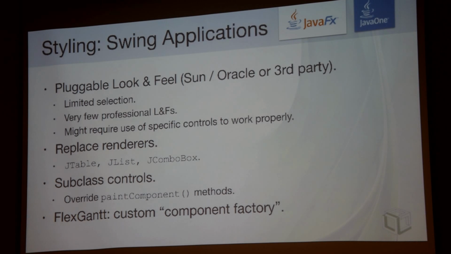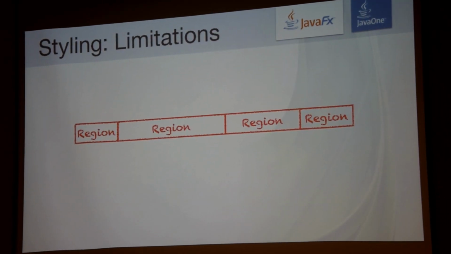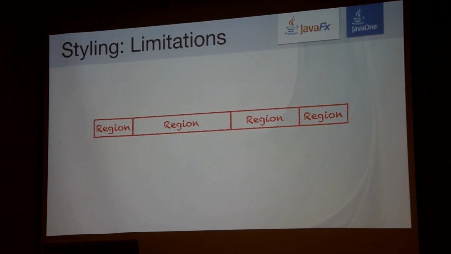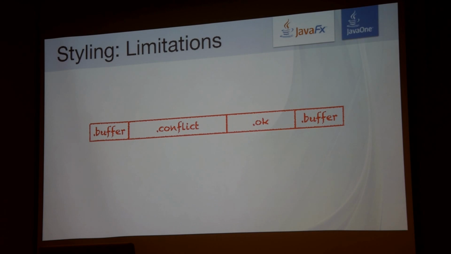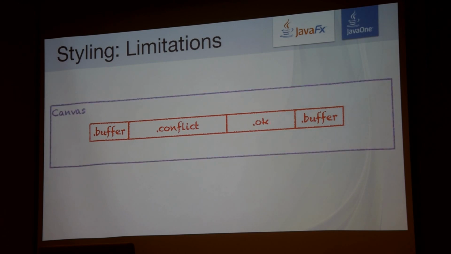Okay. And like that bar, if we did it with CSS, we would divide the bar into 4 regions, and each region gets assigned its own style. So the first and the last would be .buffer style, and they would be showing in gray. The conflict would show in red, and the OK part would show in green. Okay, but like I said, that would be too slow, too computationally heavy.